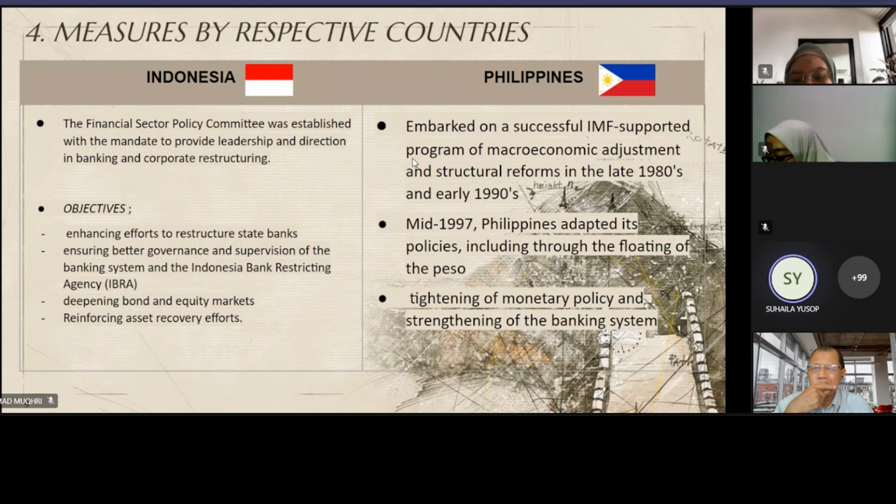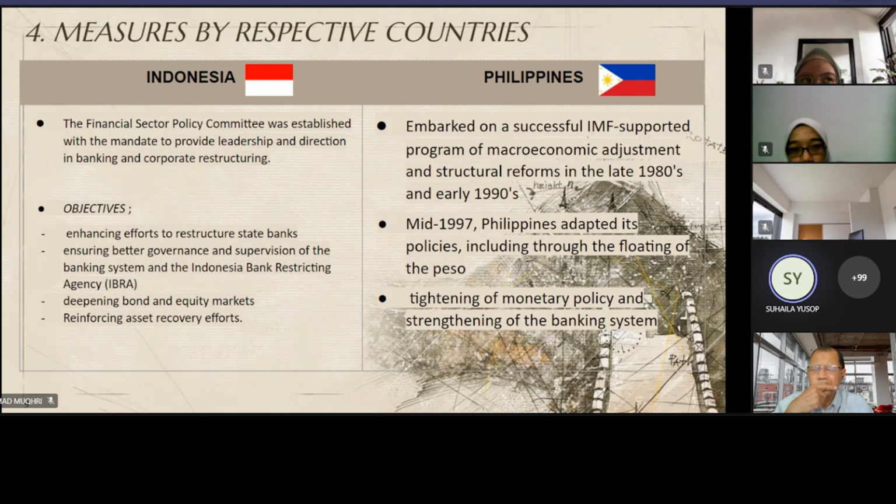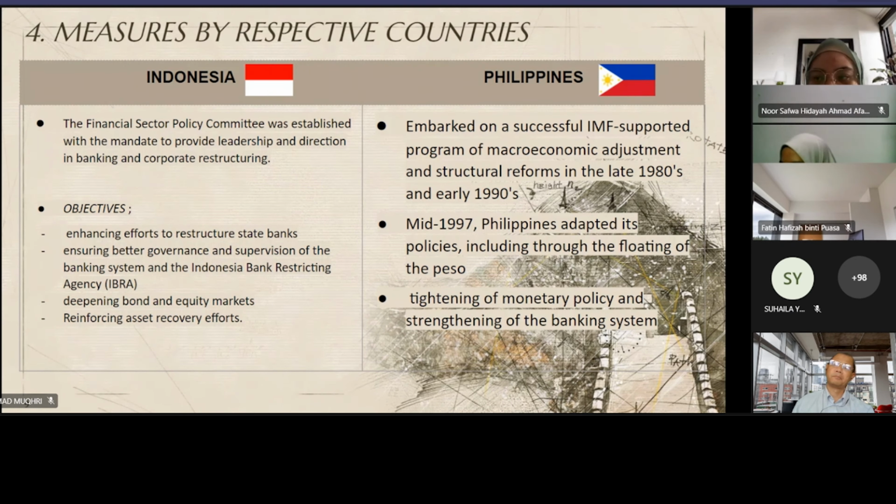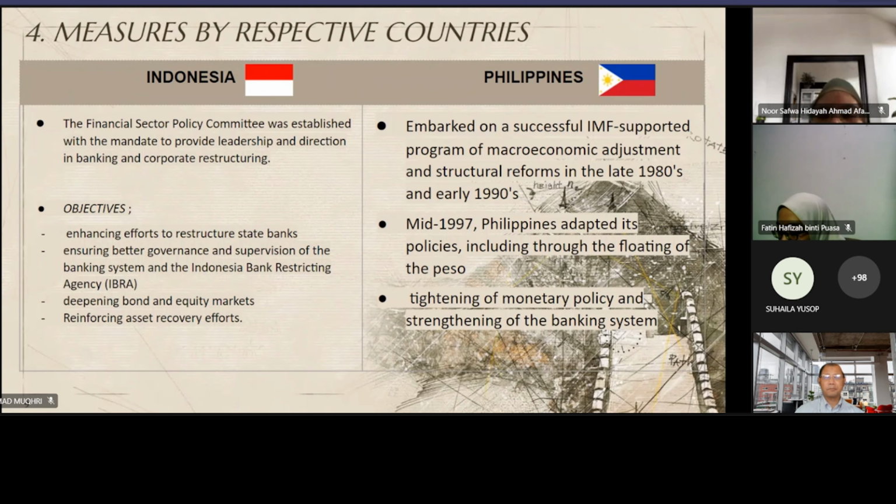Okay, for the Philippines, the Philippines had embarked on a successful IMF-supported program of macroeconomic adjustment and structural reform. And secondly, after crisis management in mid-1997 was sound, the Philippines adapted its policy, including through the floating of the peso, tightening of monetary policy, and strengthening of the banking system. Next slide.